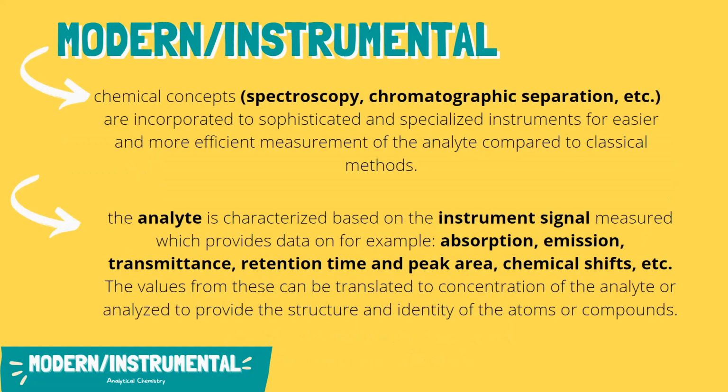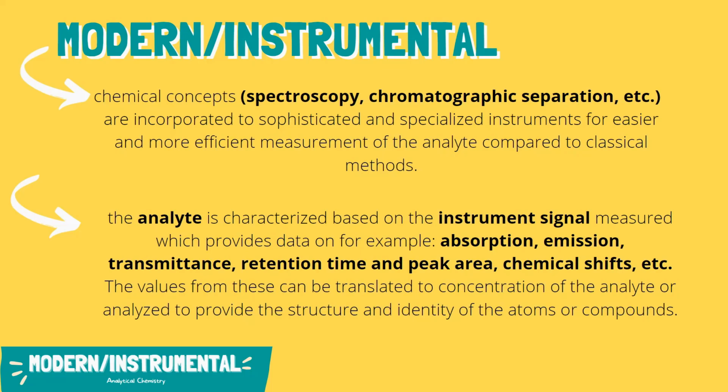So when we say modern instrumental analysis, yung chemical concepts like spectroscopy and chromatographic separation are incorporated into sophisticated and specialized instruments for easier and more efficient measurement of the analyte compared to classical methods. The analyte is characterized based on the instrument's signal measured, which provides data on, for example, absorption, emission, transmittance, retention time and peak area, chemical shifts, etc. The values from these can be translated to concentration of analyte or analyzed to provide the structure and identity of the atoms or compound.